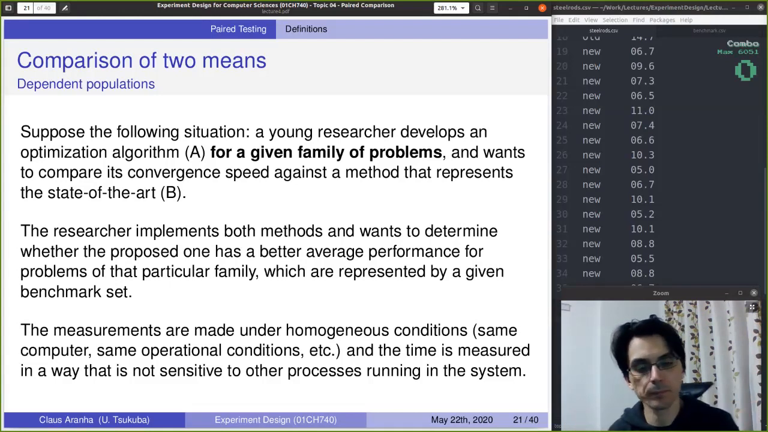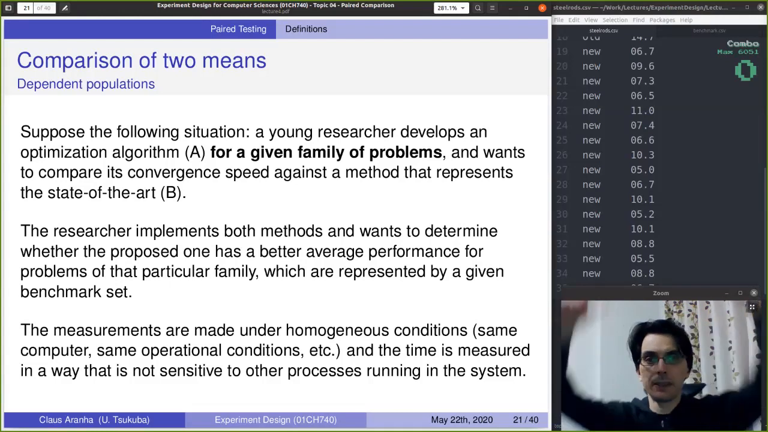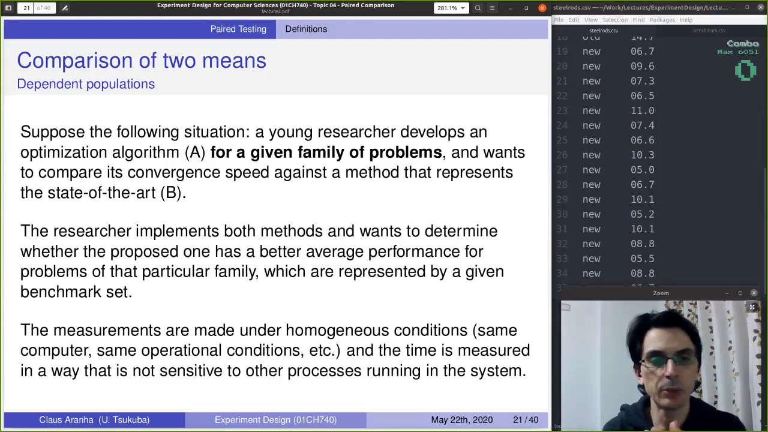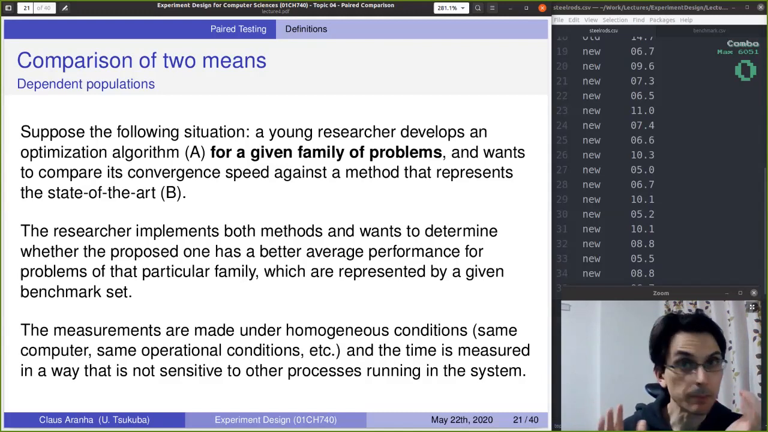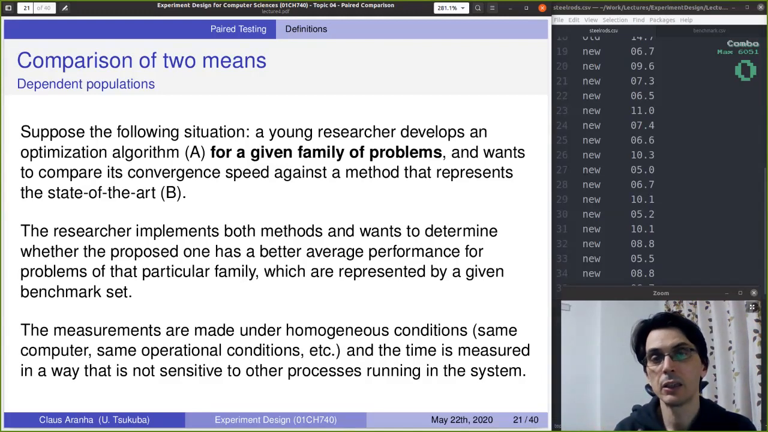Okay? Now, because of the errors, you know that it's standard that you want to run the algorithm many times. So let's say that you have 7 problems. For each problem, you run the algorithm 10 times. So for algorithm A, you have 70 runs, 7 instances, 10 times each. For algorithm B, you also have 70 runs, 7 instances, 10 times each.